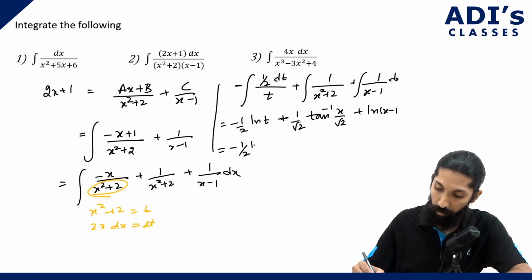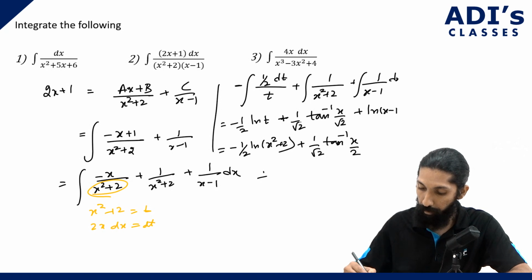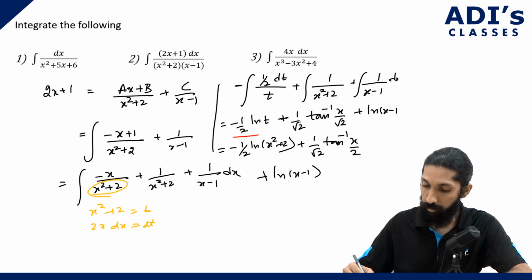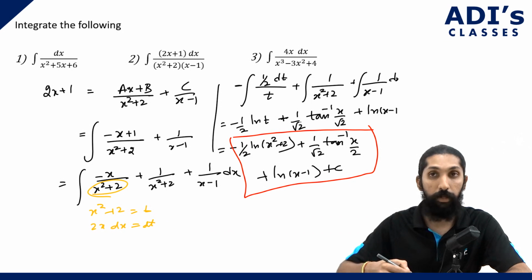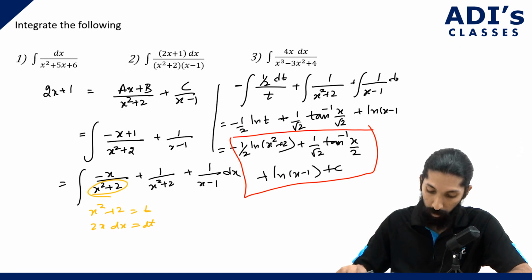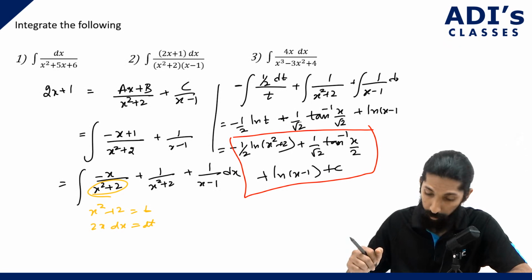Minus half log of x square plus 2, plus 1 by root 2 tan inverse of x by root 2, plus log of x minus 1. Got it? Oh, plus c, which is very, very important, plus c. So this is the answer for the second one. Fine. Later on, as we move on, we are going to see the third one also.